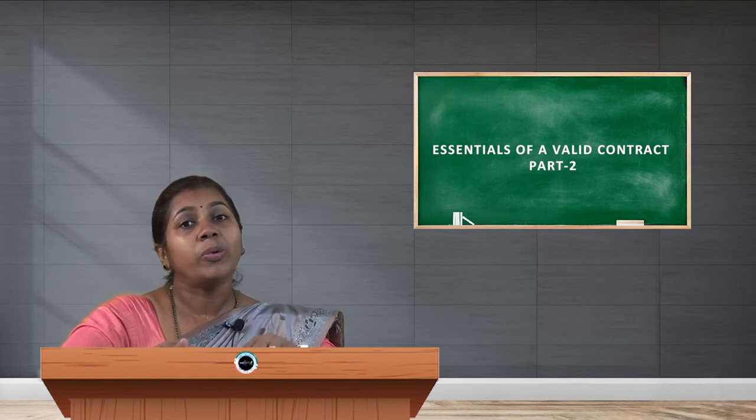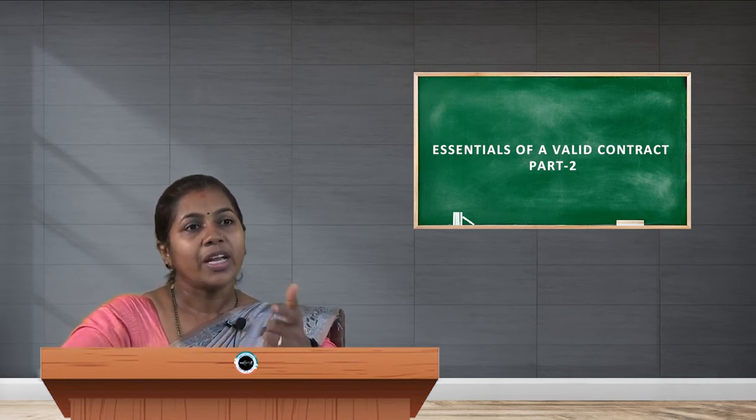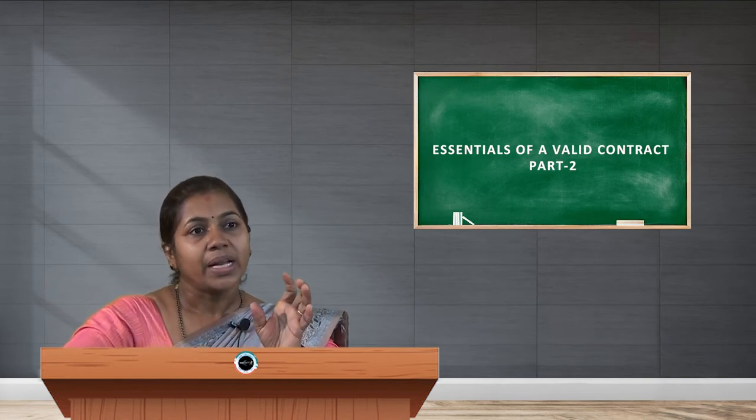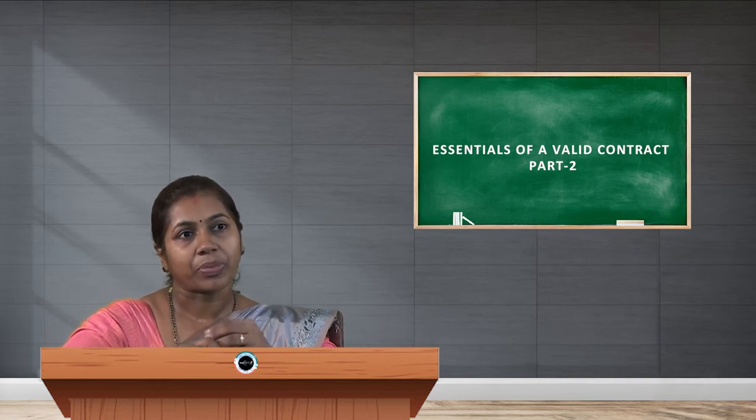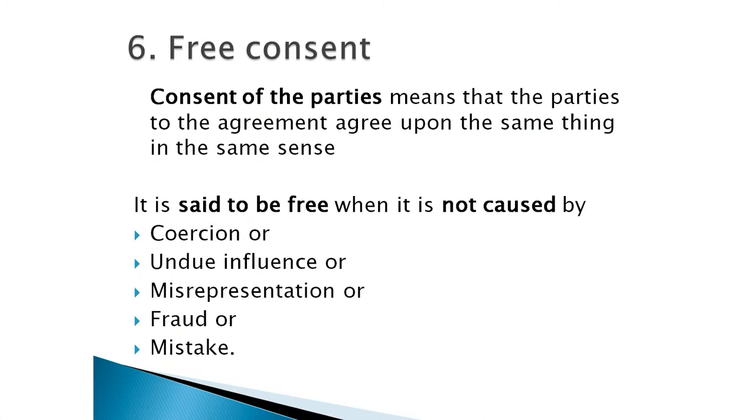Now, it is not only about obtaining the consent of the party, it must also be free. Consent is said to be free when it is not caused by coercion, undue influence, misrepresentation, fraud or mistake. If the consent of the party is obtained because of any of these, then it is not a valid contract. Maybe force was applied, influence was made, misrepresentation was made, fraud or mistake.